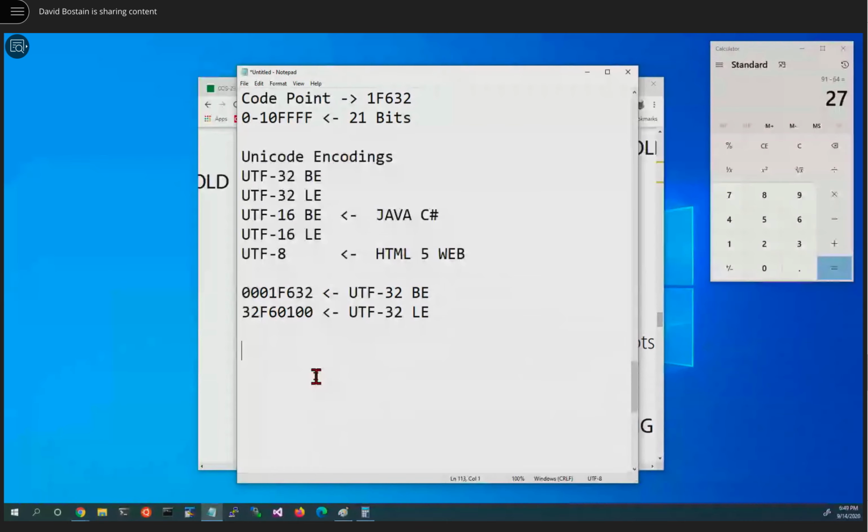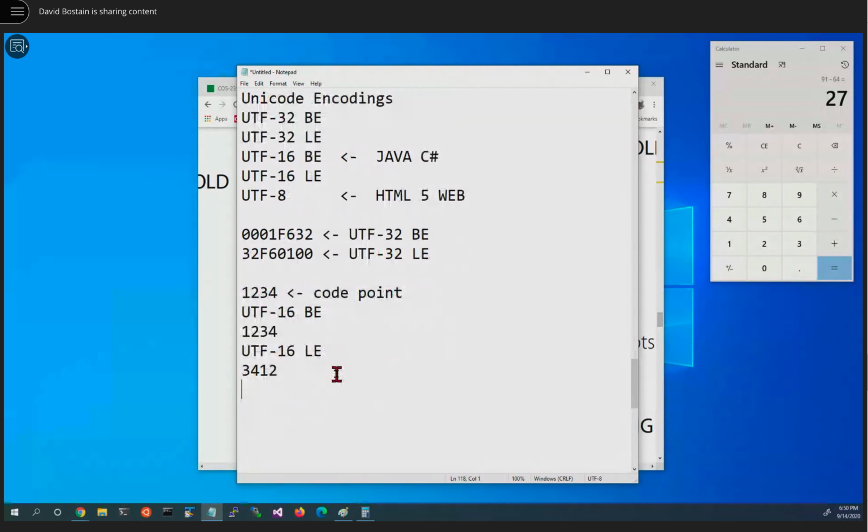Well, UTF-16 has some interesting things once we get more than 16 bits. So first of all, let's say we had the number 1234 and we wanted to encode it. Let's assume that this is a code point, and we want to include it in UTF-16 Big Endian. Well, all we would do is simply write it down. It's done. If we wanted to encode it in UTF-16 Little Endian, we'd reverse the bytes. It's done. UTF-16 on its own is actually kind of easy.